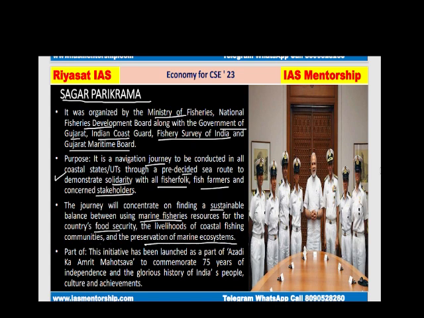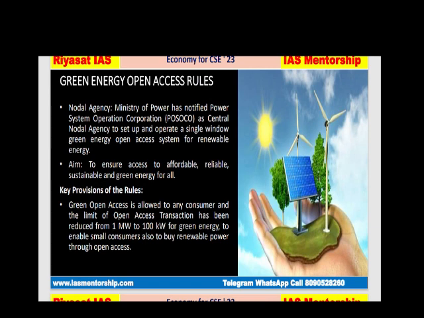Remember it. And this Sagar Parikrama has been launched as part of Azadi Ka Amrit Mahotsav, which we are celebrating till 2047 to commemorate the 75 years of independence. Clear? Fine. Next, Green Energy Open Access Rule.